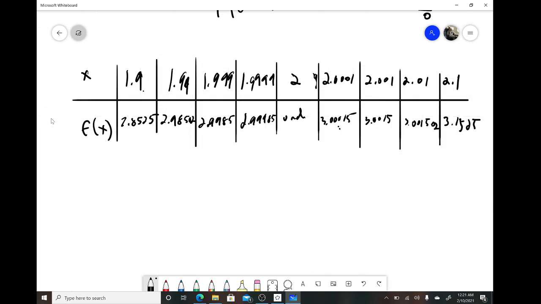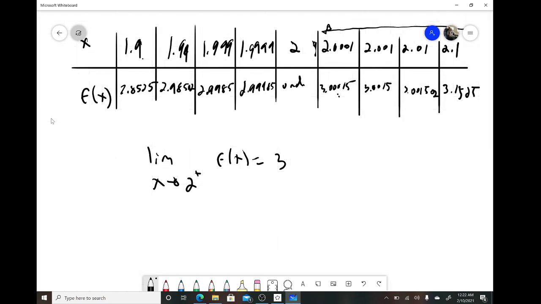So what can we say about this? Well, we actually just found both the left side and the right side limit. We can see that the limit as x goes to 2 from the right side of f of x is 3, because the closer we get to 2 from the right side, the closer we're getting to 3. And similarly, from the other side, the closer we get to 2 from the left side, the closer we're getting to 3.